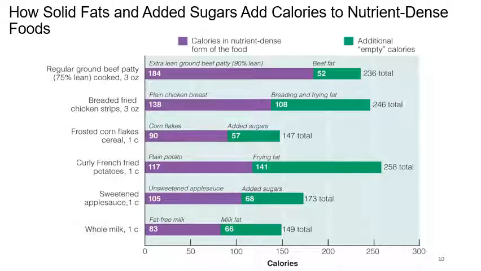Same thing with French fries. Plain potatoes about 117 calories. And if you fry your potatoes, it's 141 calories more. So a total of 258 calories.